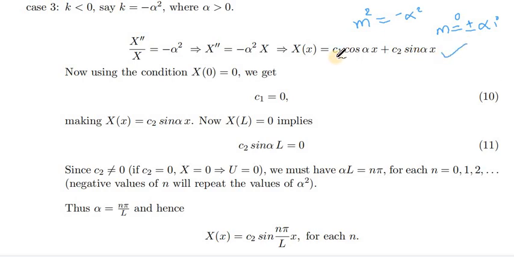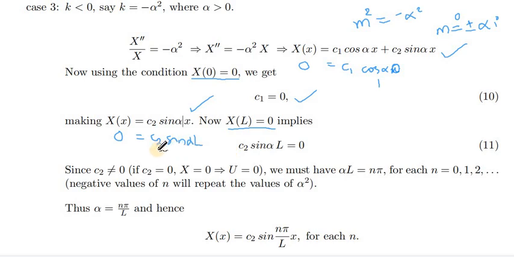Now we want to find these constants c1 and c2. For that, you can put the condition u of 0, t equal to 0, or X of 0 equal to 0, and if you put that, you get 0 is equal to c1, where x is equal to 0, right? So you have cos 0 is equal to 1, therefore c1 must be equal to 0. So now your capital X becomes 0 plus c2 into sin alpha x. Now the second condition, u at L comma t equal to 0, implies X of L equal to 0. So if you put that here, you get 0 is equal to c2 into sin alpha L.